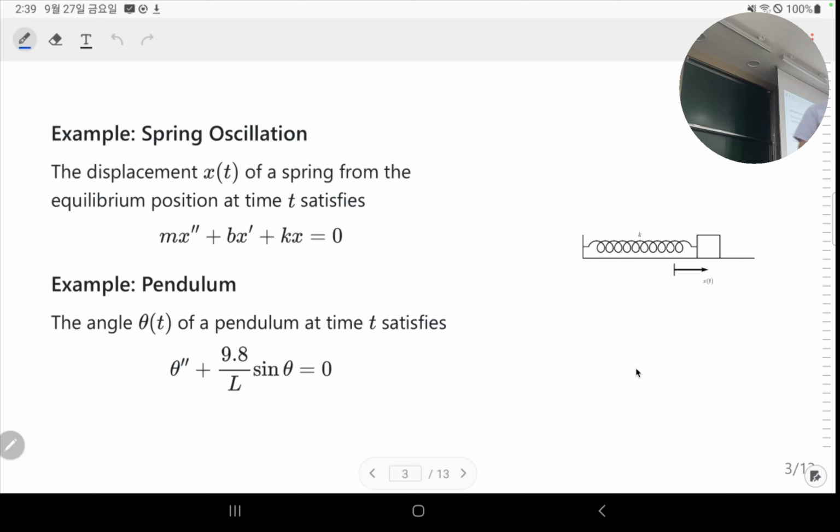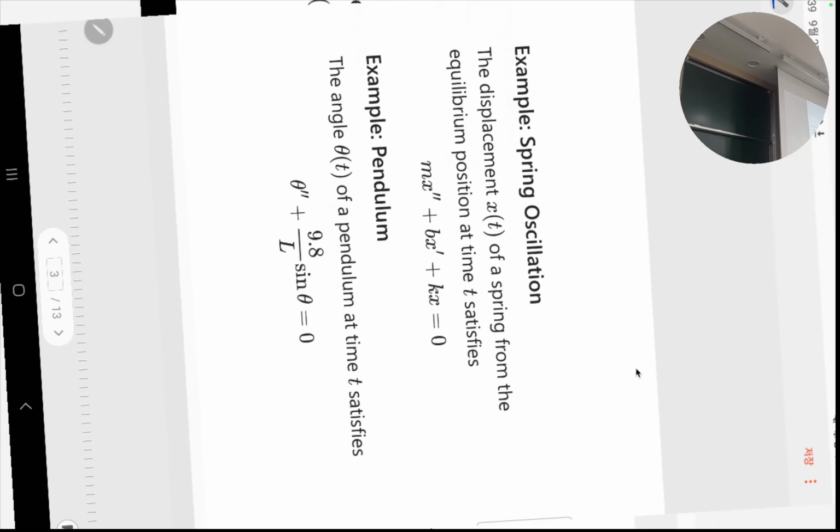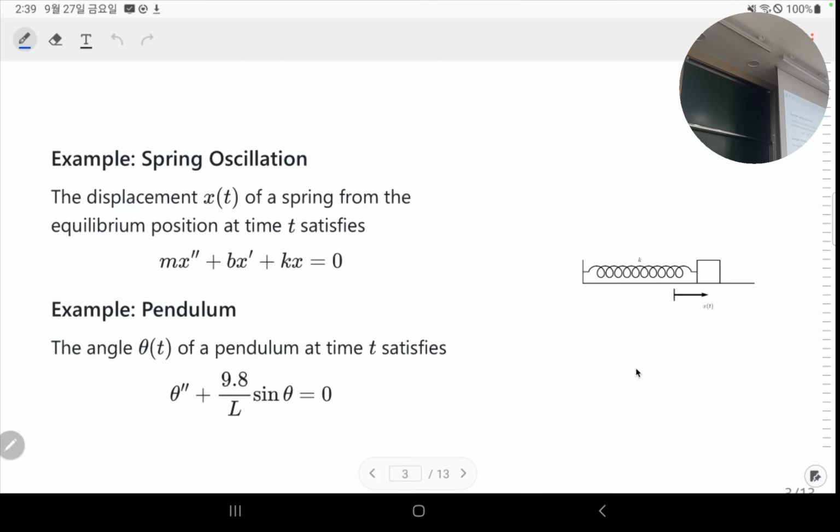x is the displacement from the equilibrium position. And let me give you the idea why we get this equation. That might help later when we discuss how to set up the spring motion, spring pendulum motion. So this is the net force. This is the net force applied to the mass on the spring.